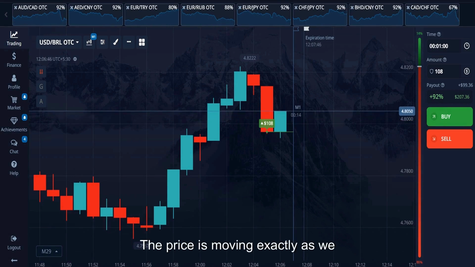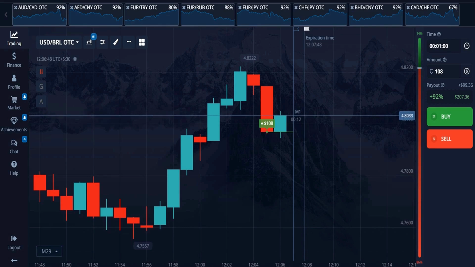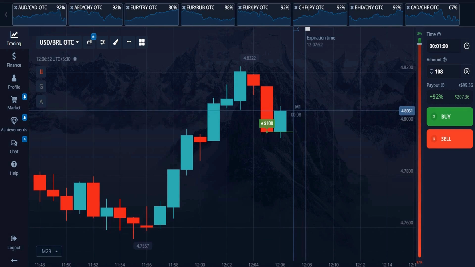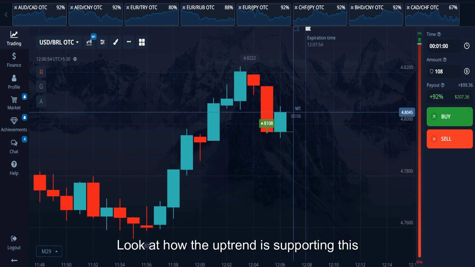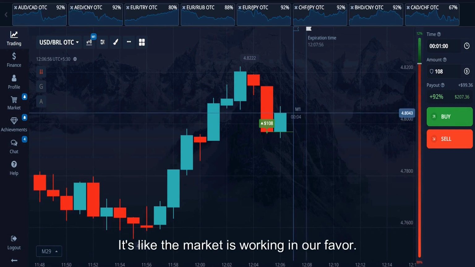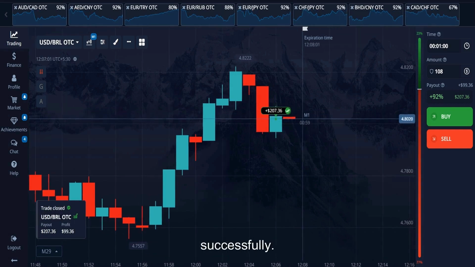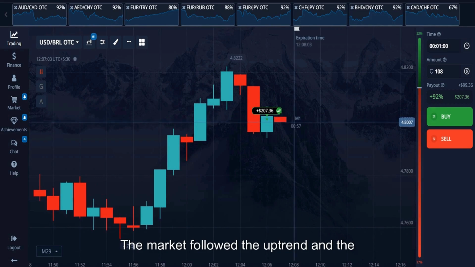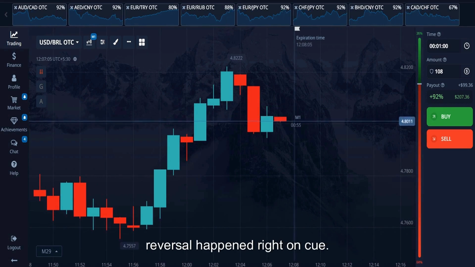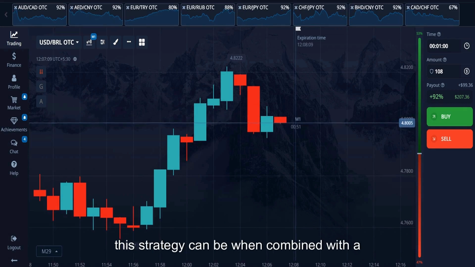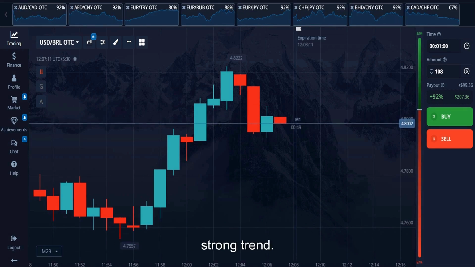The price is moving exactly as we predicted. This is why understanding market trends and patterns is so important. Look at how the uptrend is supporting this reversal. It's like the market is working in our favor. And there it is, the trade closed successfully. The market followed the uptrend, and the reversal happened right on cue. This is a perfect example of how powerful this strategy can be when combined with a strong trend.